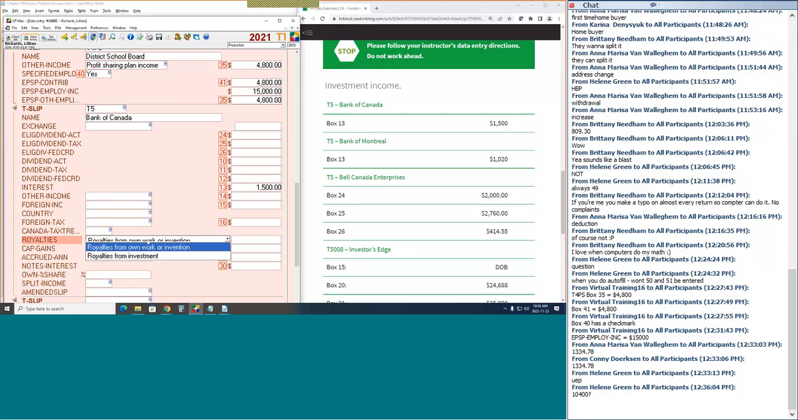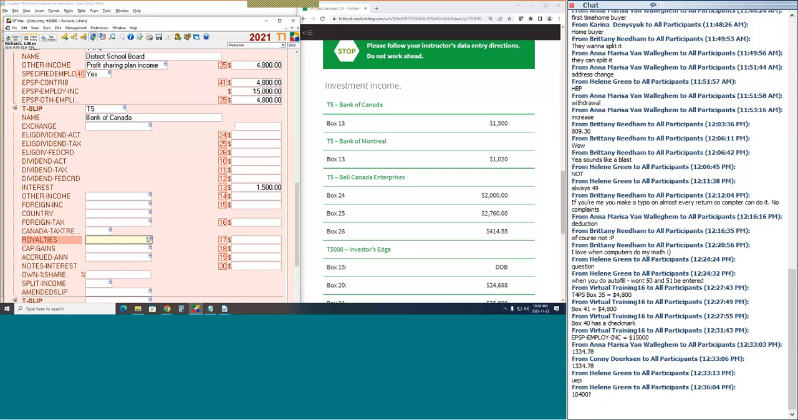Line 10400. Excellent. Royalties from your own work or invention is other employment income. Royalties from an investment or anything that isn't your own work and income will go on your federal worksheet and on to line 12100. So you have to tell the computer what it is so the computer knows where to put it. There you go. You now know everything you need to know pretty much to be able to do your Keith Docs file.